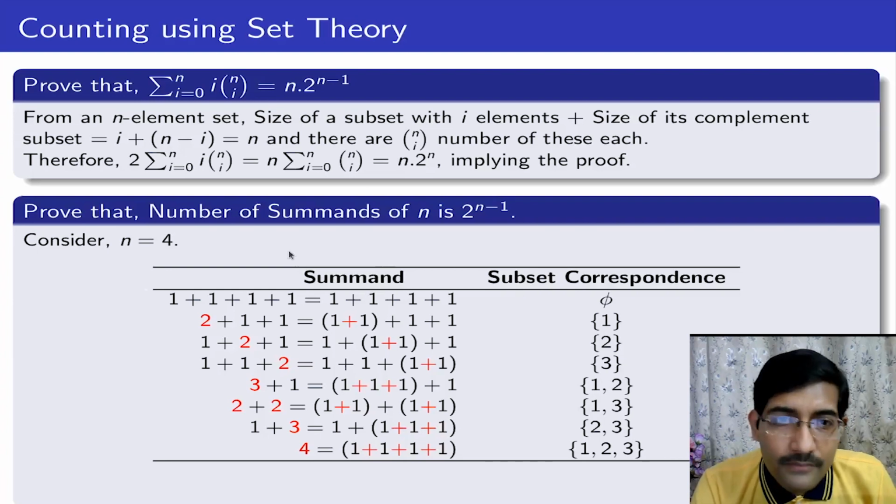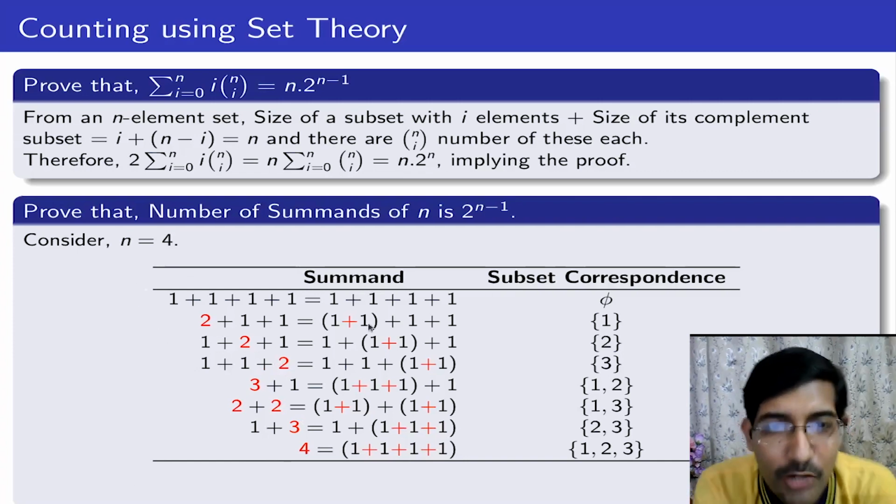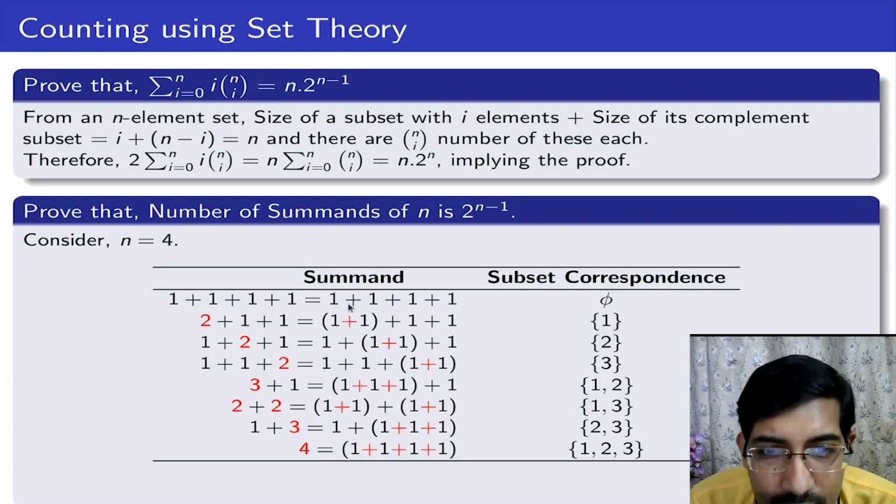Take an example. For n equal to 4, first try to see the left side of the equal sign. So this is a summand which results in 4. 2 plus 1 plus 1, 1 plus 2 plus 1, 1 plus 1 plus 2, all these are summands which result in 4. Now how do I make a set correspondence out of it? See, if you write 4 as only ones, there should be 3 pluses inside it.